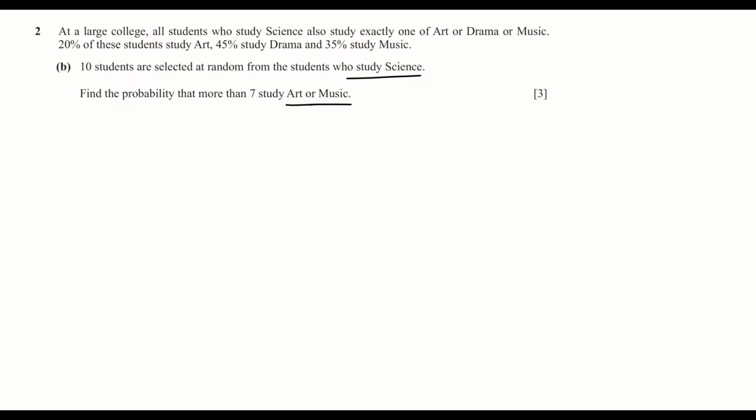We need to find the probability that more than 7. So again, we are working with binomial distribution. So again, let's write my formula. NCR multiplied by P with an exponent of R multiplied by Q with an exponent of N minus R. In this case, we are considering a total of 10 students. So N is 10.